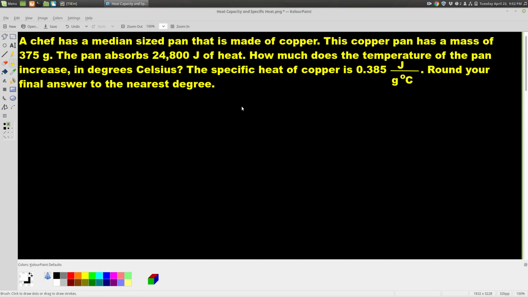The formula that we're going to use is Q equals M times C times delta T. This C is a capital C. Now this is the specific heat equation.